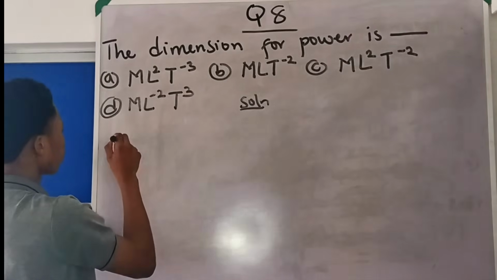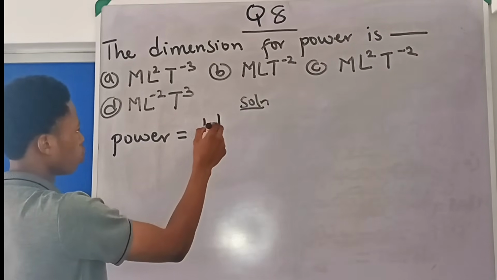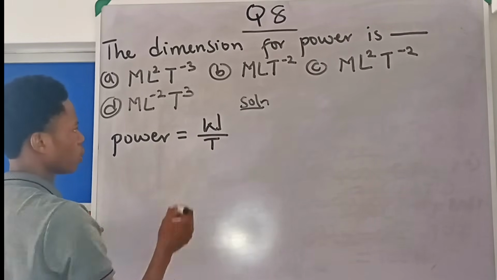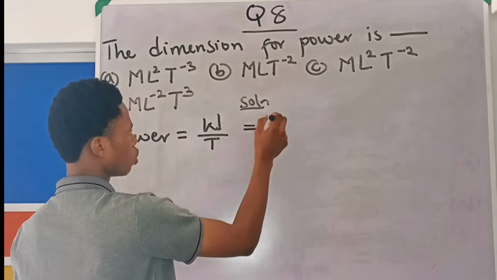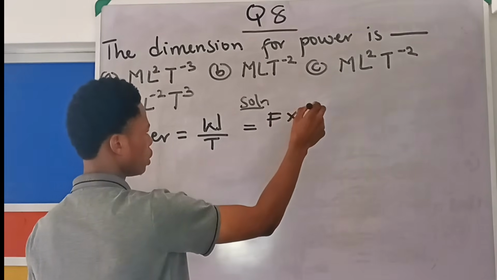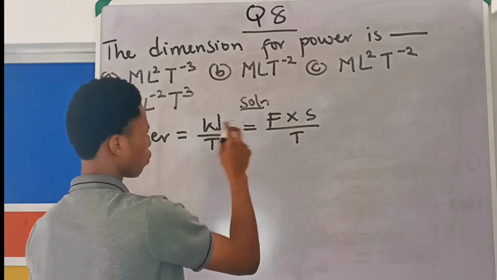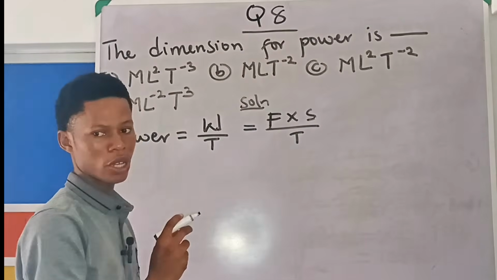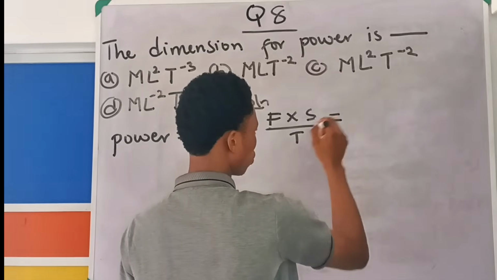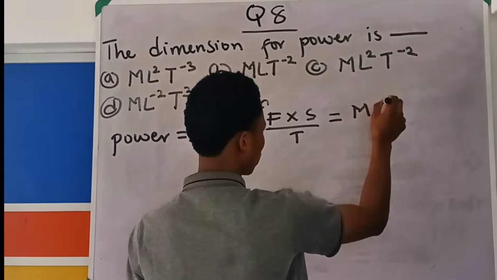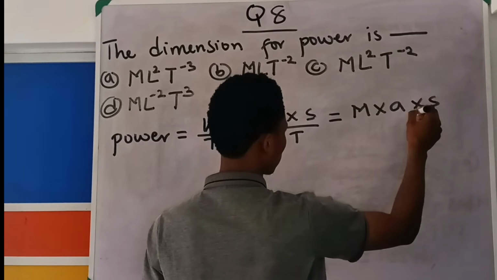Now let's start. Power. You agree with me that power is work done over time taken, right? Work done over time taken. That's power. And you know, work done is force times distance, right? We still have our time here. So force times distance, so this work, and we have time here. And you still agree with me that force is mass times acceleration, right? So mass times acceleration times distance all over t.